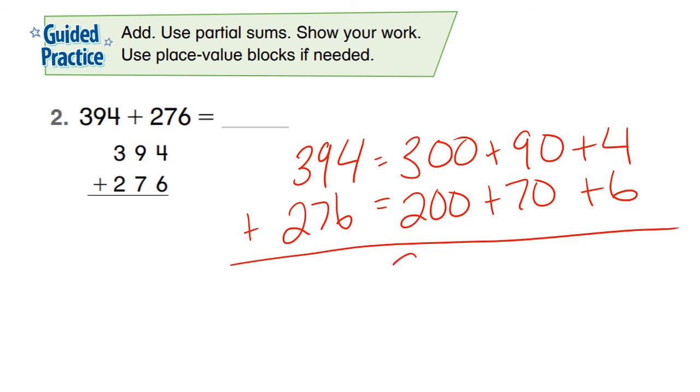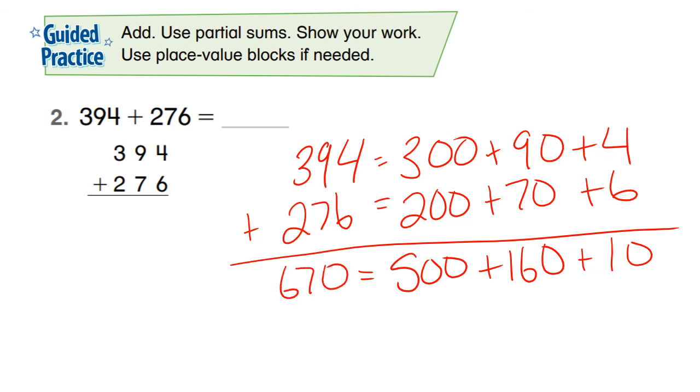300 plus 200 is 500. 90 plus 70 is 160. And 4 plus 6 is 10. When we add those together, 500 plus 160 is 660, plus 10 is 670. So the sum is 670. And that's the guided practice.